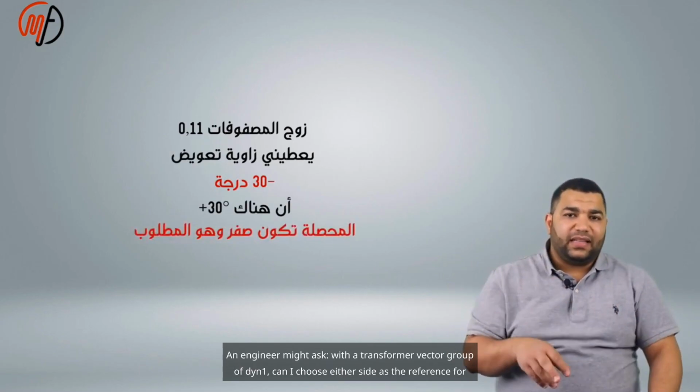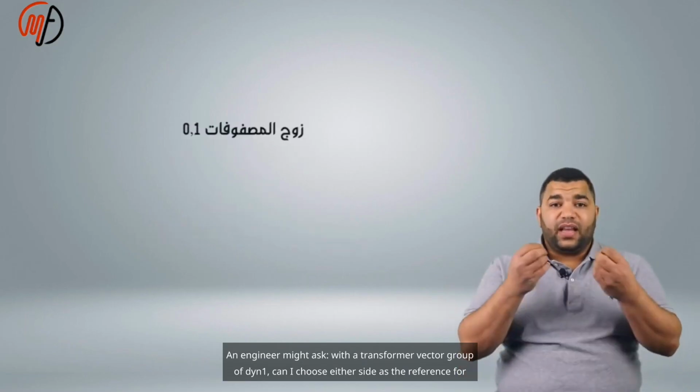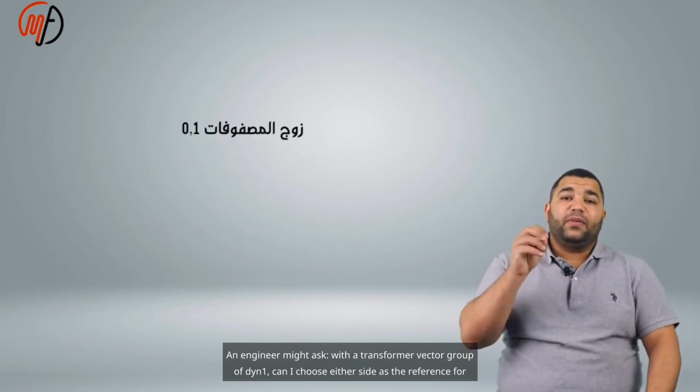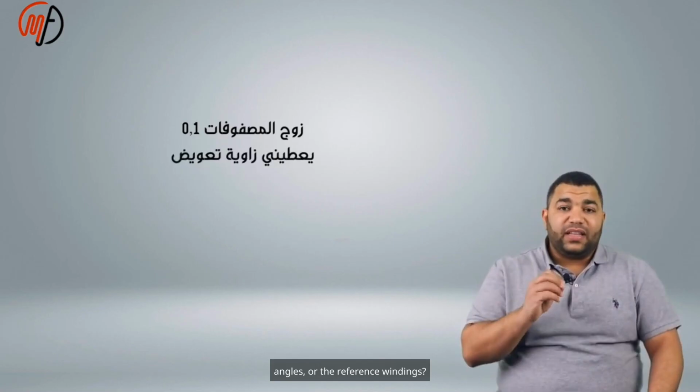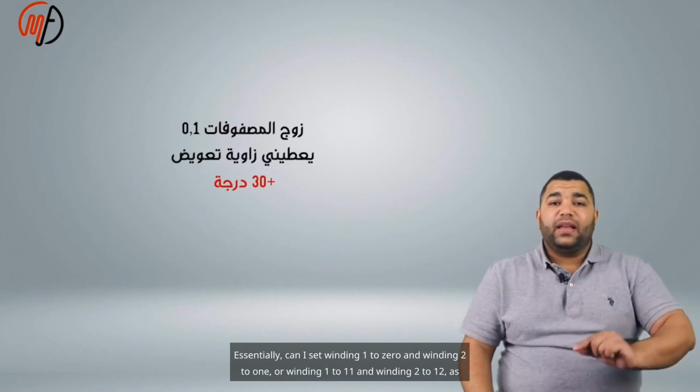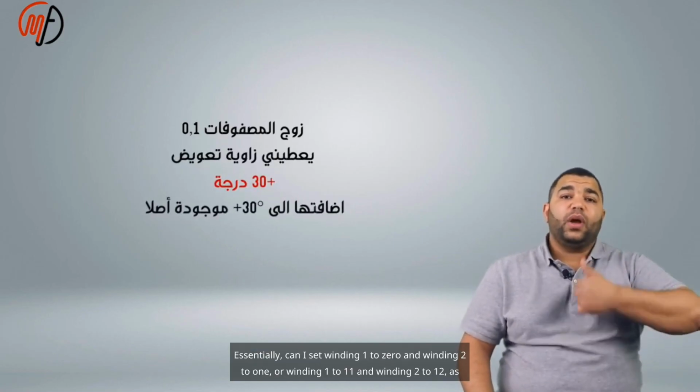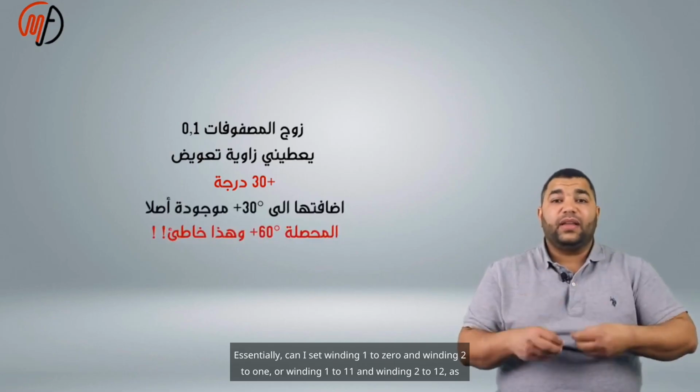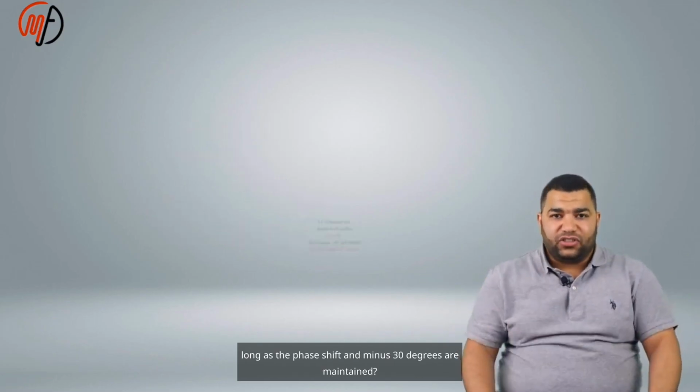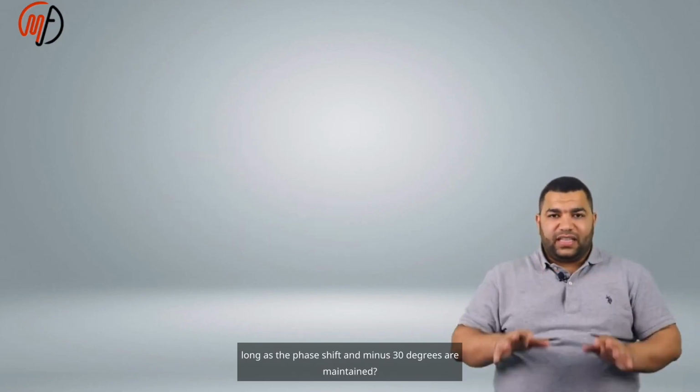An engineer might ask, with a transformer vector group of DYN1, can I choose either side as the reference for angles, or the reference winding? Essentially, can I set winding 1 to 0 and winding 2 to 1, or winding 1 to 11 and winding 2 to 12, as long as the phase shift of minus 30 degrees is maintained?